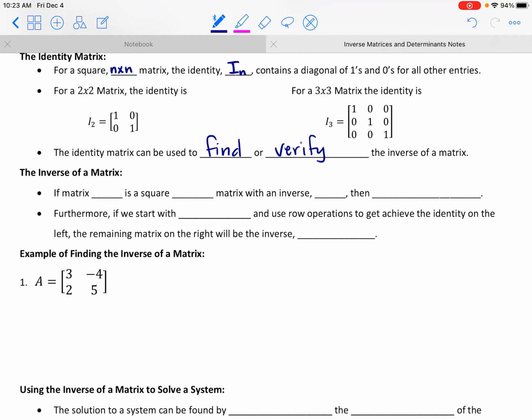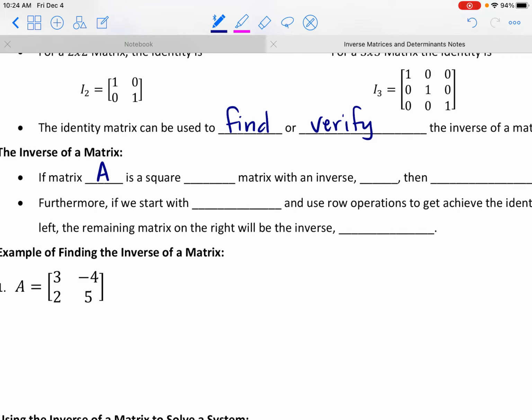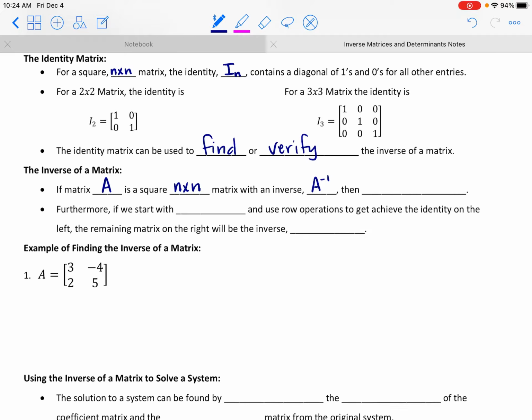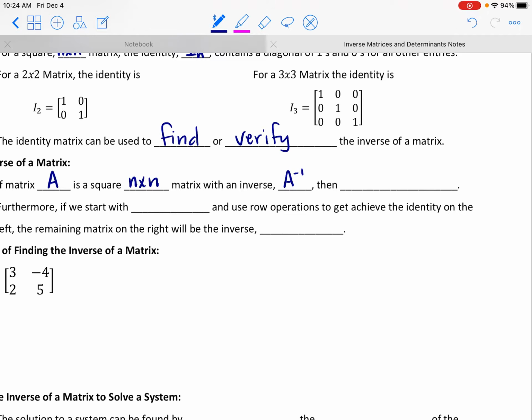So two things. How do we find it? How do we verify it? So we can verify with a property that we know to be true. If A is a square n by n matrix, again a square, same number of rows and same number of columns, and it has an inverse, we would call that inverse A inverse. Okay, so if you have a matrix that's square and it has an inverse, then the product of that matrix and its inverse will always produce the identity. So if you were to multiply your square matrix and its inverse, you will always end up with the identity matrix. And we'll just call this I sub n, since this really applies to any size square matrix.